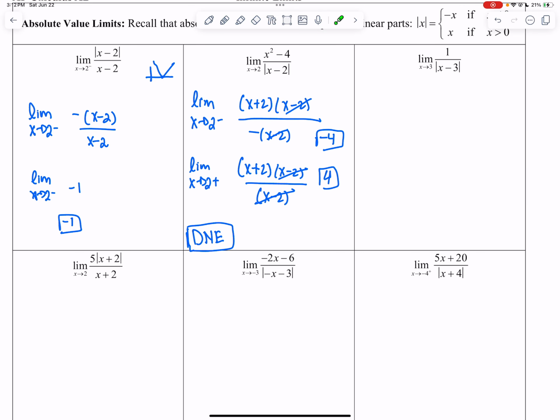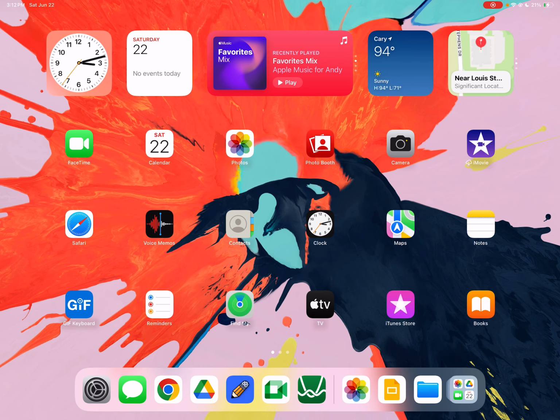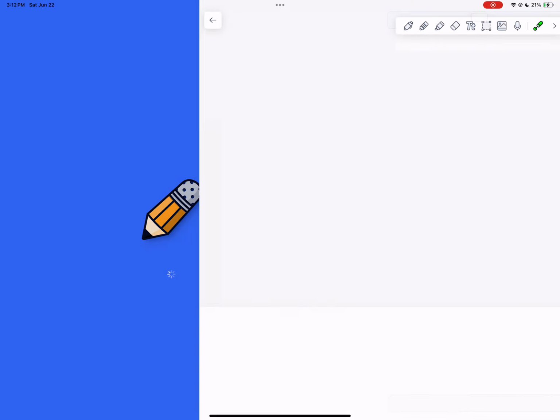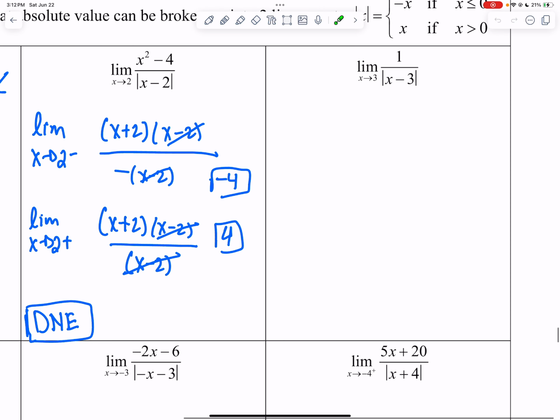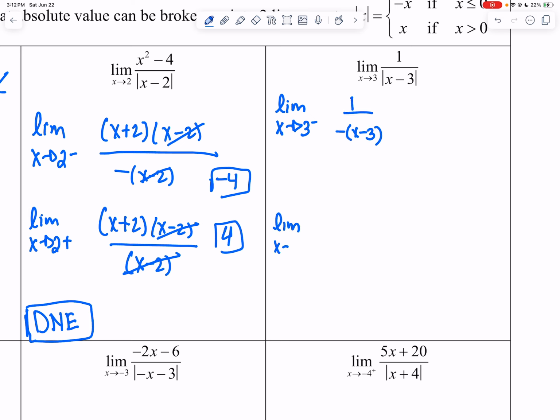Now here I have the limit as x approaches 3 of 1 over the absolute value of x minus 3. So that's going to give me 3 from the left, and then 3 from the right.